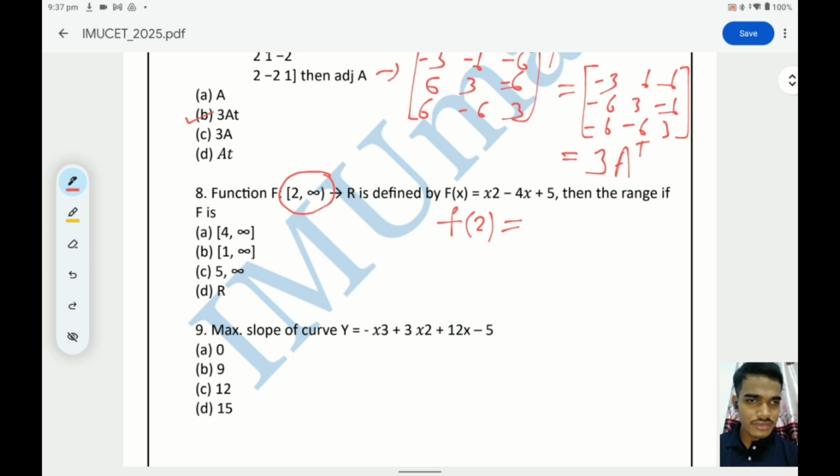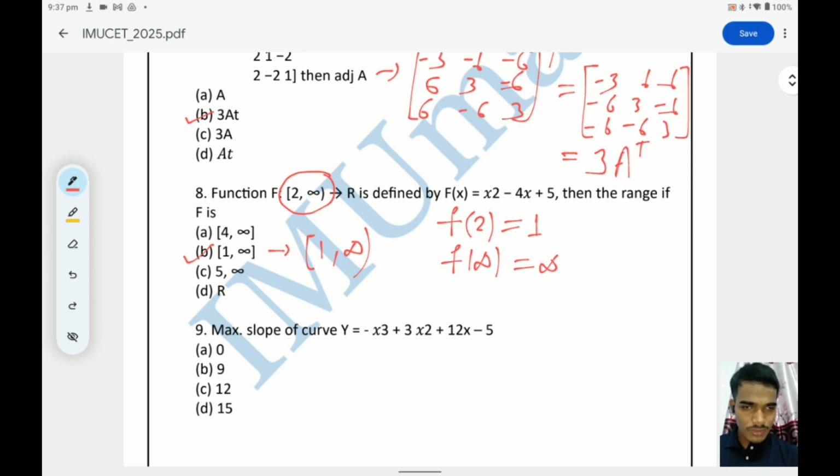If we find it, we will get 1, and for infinity, we will get infinity. It means our range is from 1 to infinity, and here the options should be this, because we will use only an open interval with infinity. Now about question number 9, maximum slope.